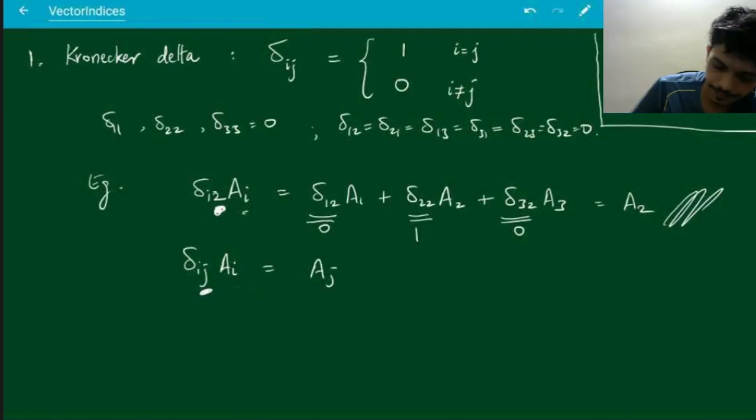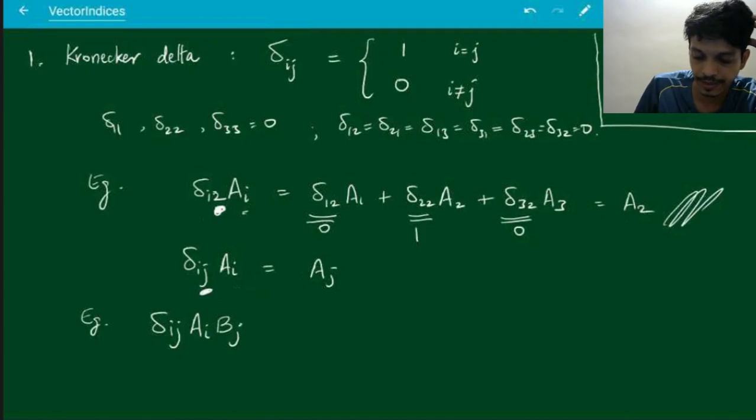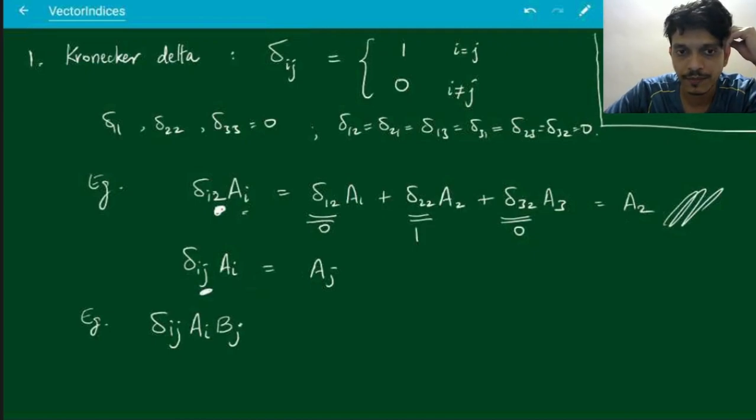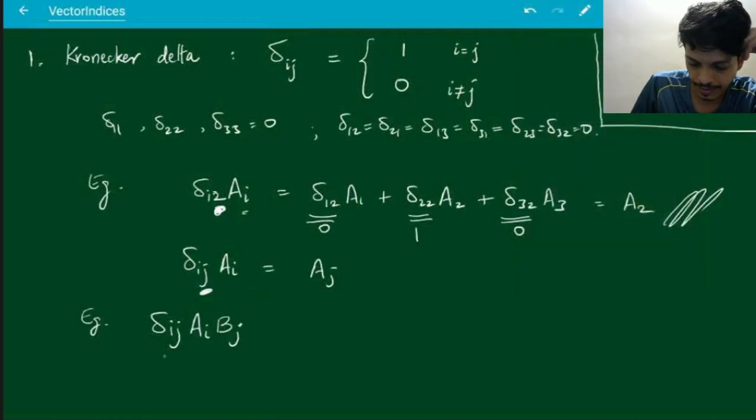Let's take one more example. Suppose I wanted to calculate delta ij ai bj. So there are two vectors now, a and b, and I want to evaluate this. Now notice over here there are two indices that are being summed. i is being summed and j is also being summed. So this is actually a double summation. There is a sum over i and there is a sum over j, which we are not writing because of the summation convention.